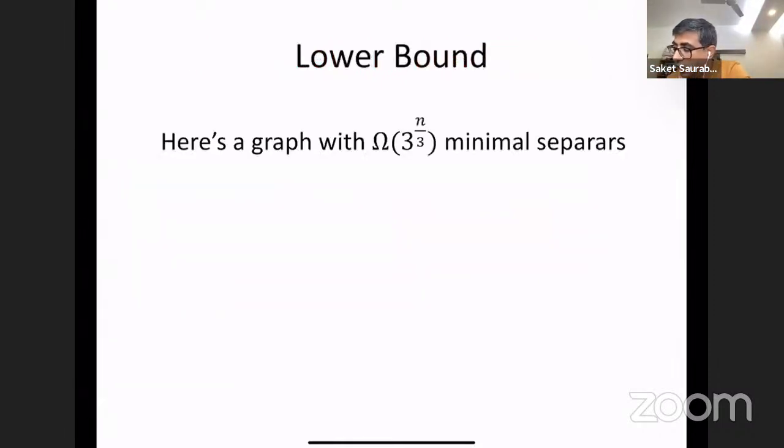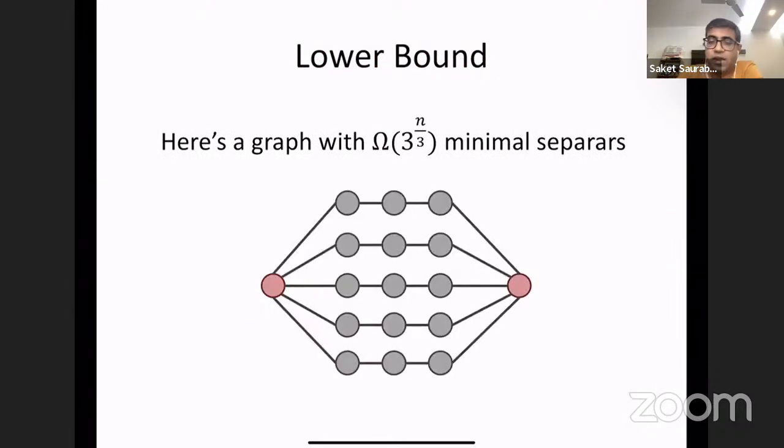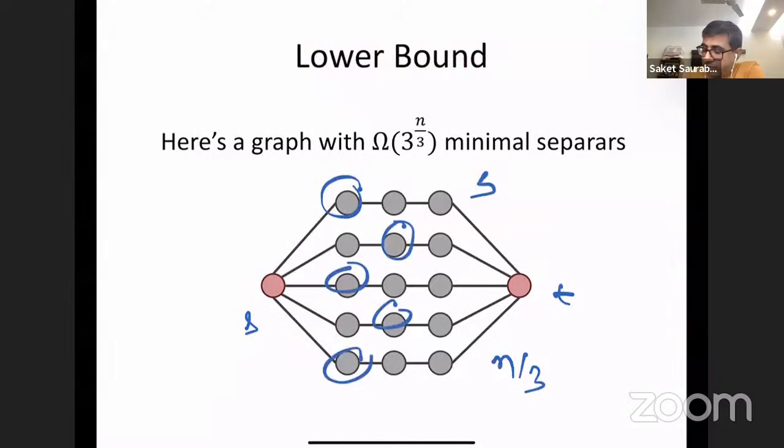And here's the lower bound on the number of minimal separators. So here's a graph with s and t, and there are n by 3 paths of length 3 each. Now, how many minimal separators are there? Well, you have to pick at least one vertex from each path. So that means these.